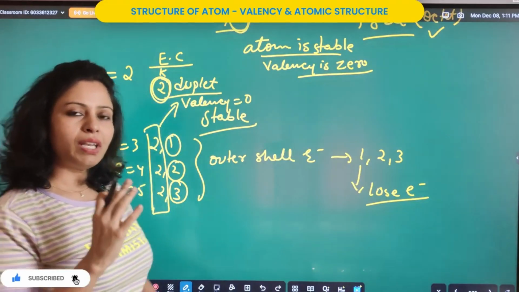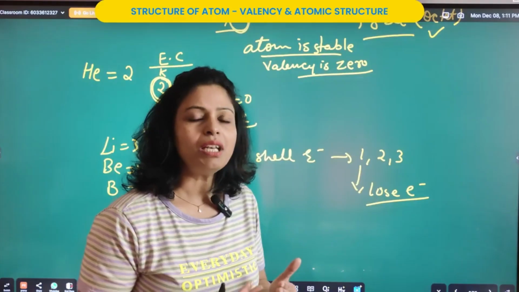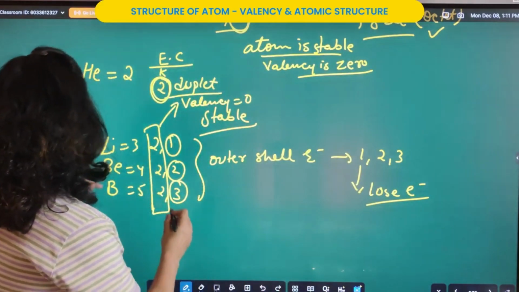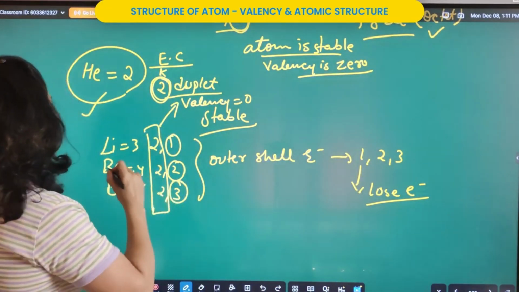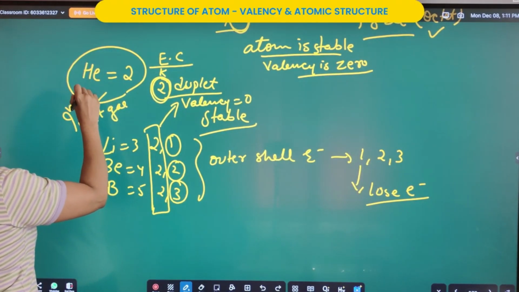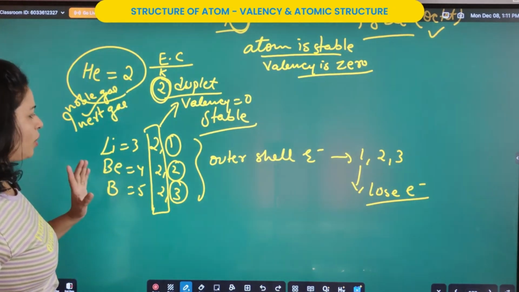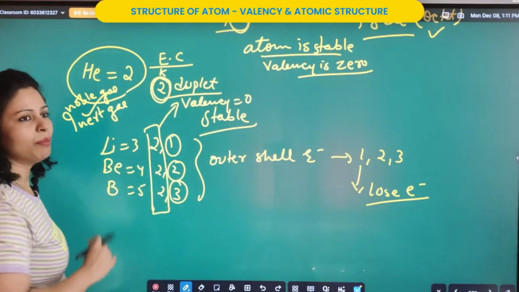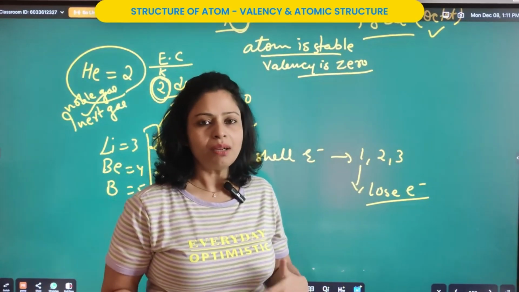helium. Whenever an atom is losing or gaining electrons, it wants to attain the stable electronic configuration of the nearest noble gas. Now this helium is a noble gas, the first noble gas, which is a stable gas. It is also called an inert gas, or noble gas. These 3 elements, lithium, beryllium, boron, try to lose these 1, 2, 3 electrons in order to become like helium. Nobody wants to be in an unstable state. They want to become stable.